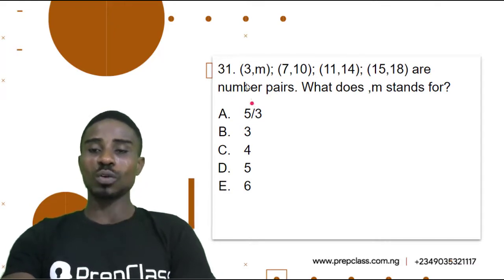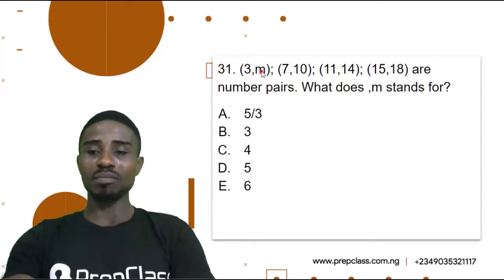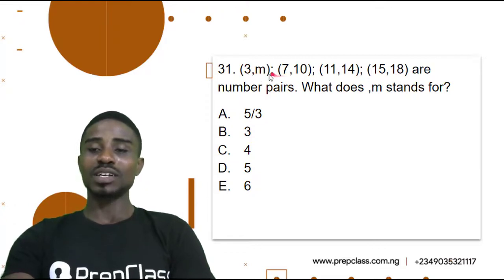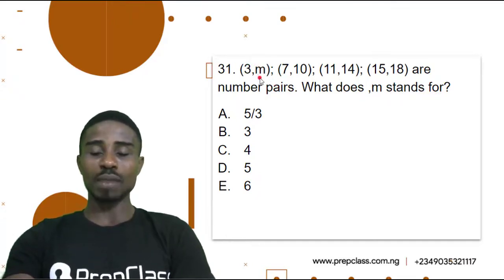Question 31. We have 3 and M. Wow. So that means we need to analyze the rest of them to get what M stands for. We have 7 and 10. We have 11 and 14, 15 and 18. Now these are number pairs and it's asking what M stands for. So we're going to be looking at the rest of them because we don't know what M represents.